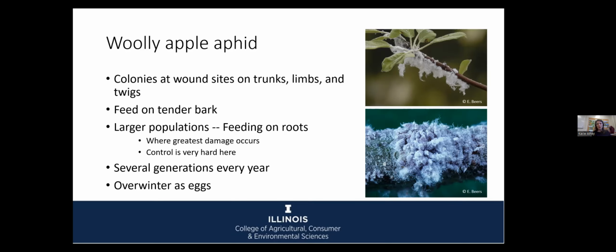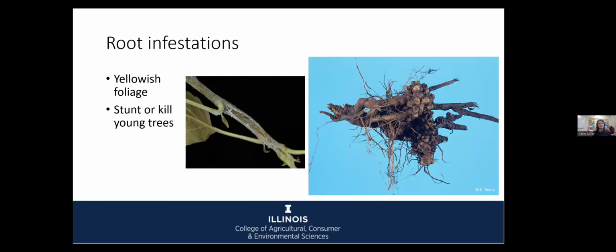They feed on tender bark. And if you get really large populations, they can end up in the roots, and control is very hard here. This is where the greatest damage can occur. And this is where your tree can die. They do have several generations per year as well. So mature trees don't tend to suffer as much, but newer trees definitely do. And so you can look for some yellowish foliage. And again, they can stunt and kill young trees. And then the picture on the left is just showing what the roots look like after an infestation.